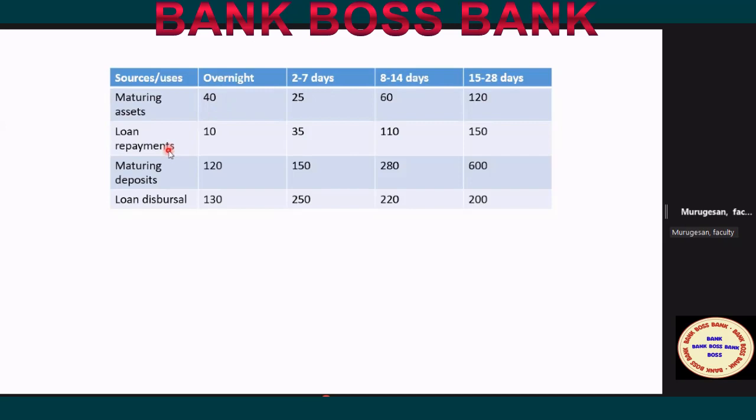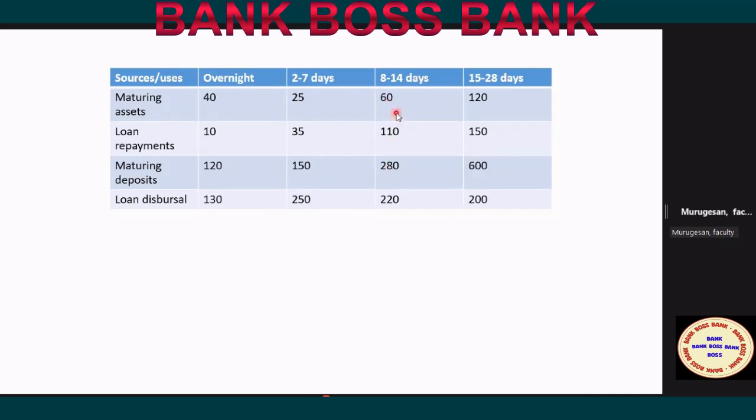Loan repayment, 10 crores. So these two are inflows. Maturing deposits, 120 crore deposits are getting matured, and loan disbursal, you are committed, sanction is there, so this is outflow. These two are inflow, outflow. They are given, but in the scenario, sometimes they may not be given. They will give it in a format, all jumbled, and you have to rearrange it.